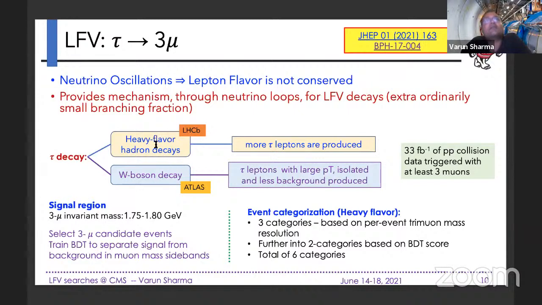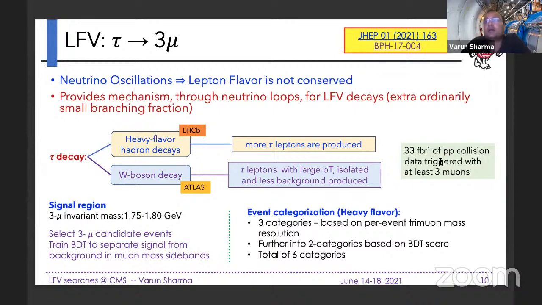For the heavy flavor, taus produced are large in number, so basically it's the dominant production mode for taus, but it also has the disadvantage of a large background. While the taus produced by the W bosons are isolated with large pT, and they have less background. So it's a pretty clean channel.